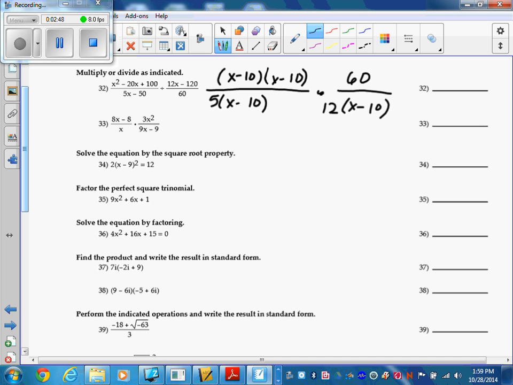Now, remember, most common mistake here on this kind of question is that people forget to multiply by the reciprocal. So this cancels with this one, this cancels with this one. 5 goes into 60 how many times? 12 times. So the 12 and the 12 cancel. So what's my answer? Isn't it just 1? Okay, so they all canceled, and the answer was 1.